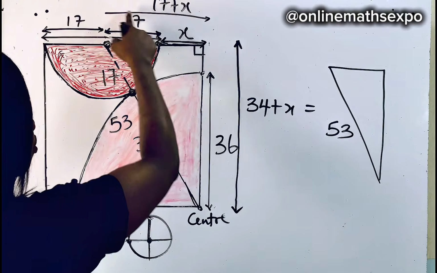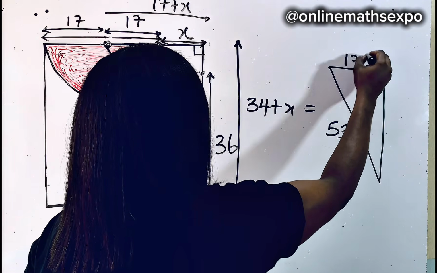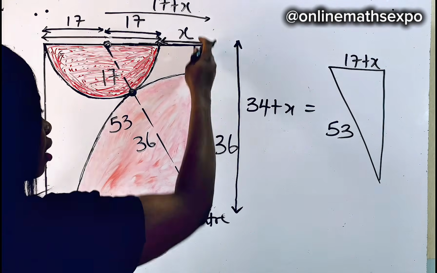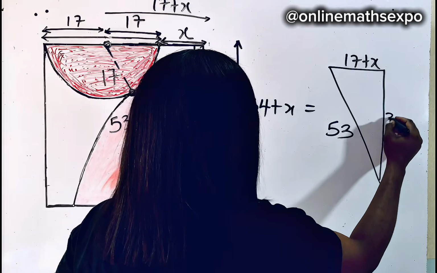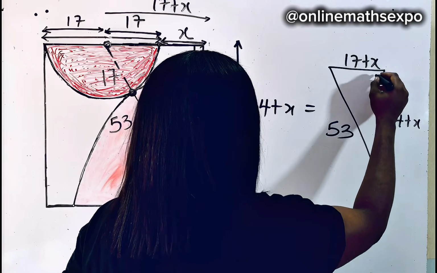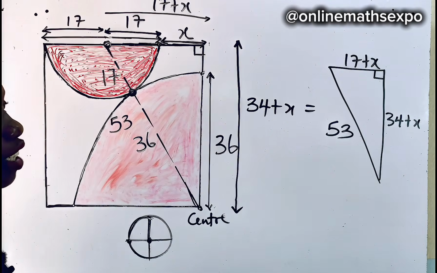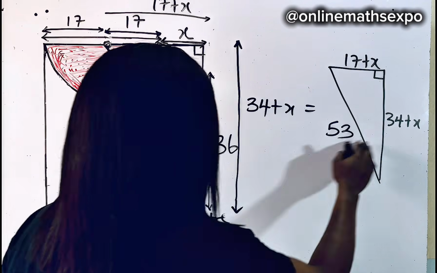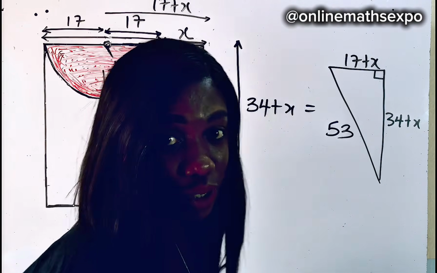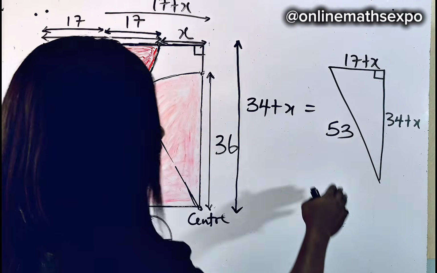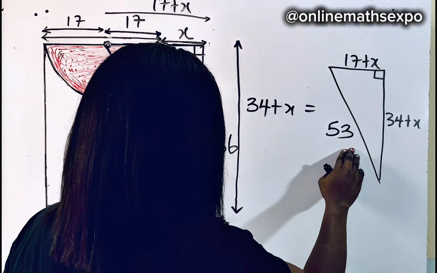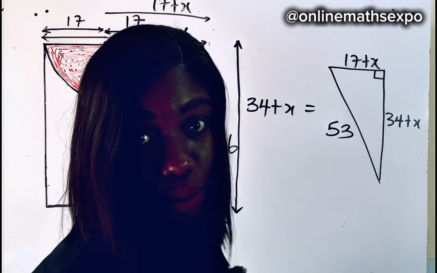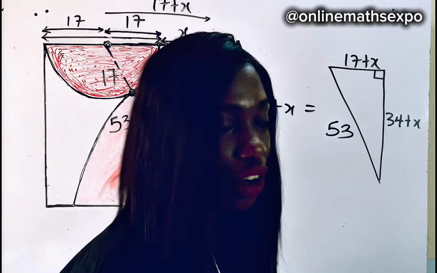From here to here measures 17 plus x. And this end measures 34 plus x. Remember, it's right angles here. And each time you are working with a right angle triangle and you are working with the size, always remember to use your Pythagorean theorem. Now let's apply Pythagorean theorem to find x, and then it helps us to find the area of the square.